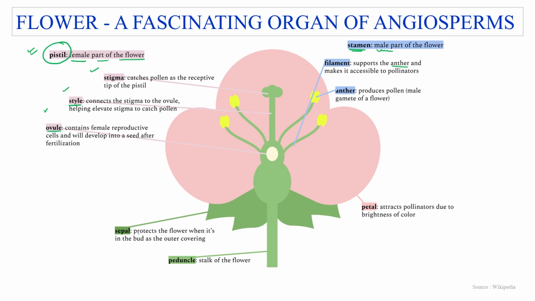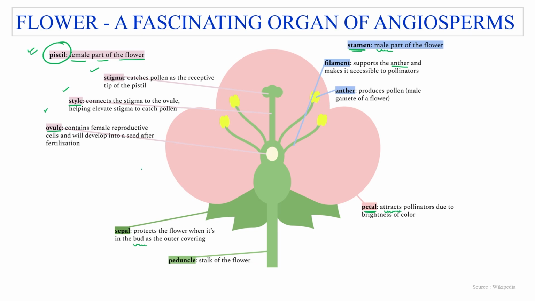Sepal, what is the use of sepal? Sepal actually protects the flower when it is in the form of bud, as an outer covering, right? What is the role of this petal? This petal actually attracts insects, because they are bright in color, they are having a kind of scent or smell, so they attract pollinators, meaning certain kinds of insects, because of the bright color and specific type of smell. And this peduncle, it is a stalk of flower.